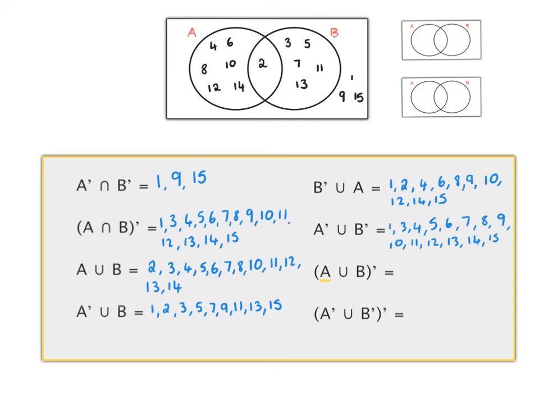Again, we're going to look at the brackets. So we're going to shade A on the first Venn diagram, B on the second, and then on the Venn diagram, we want to shade everything that is not shaded on our Venn diagrams on the right-hand side, because we want the complement of them. So it actually ends up being just the outside, which is 1, 9, and 15.